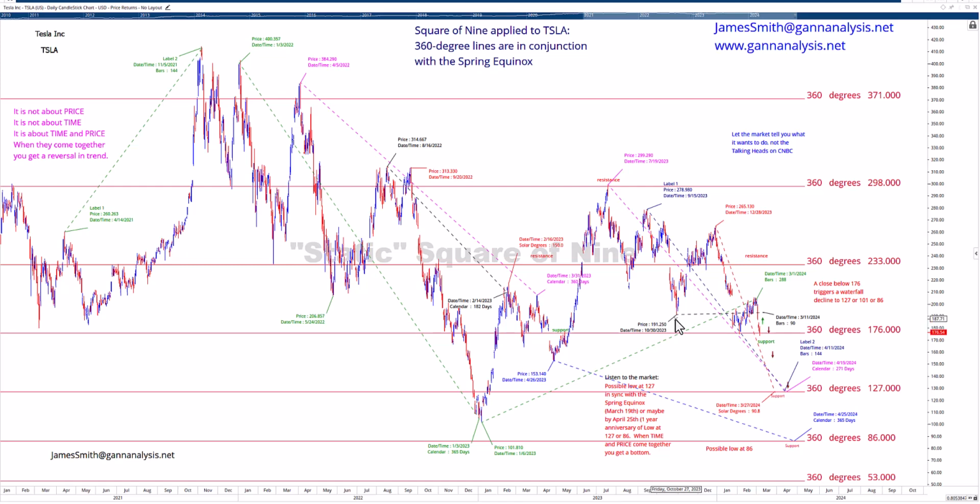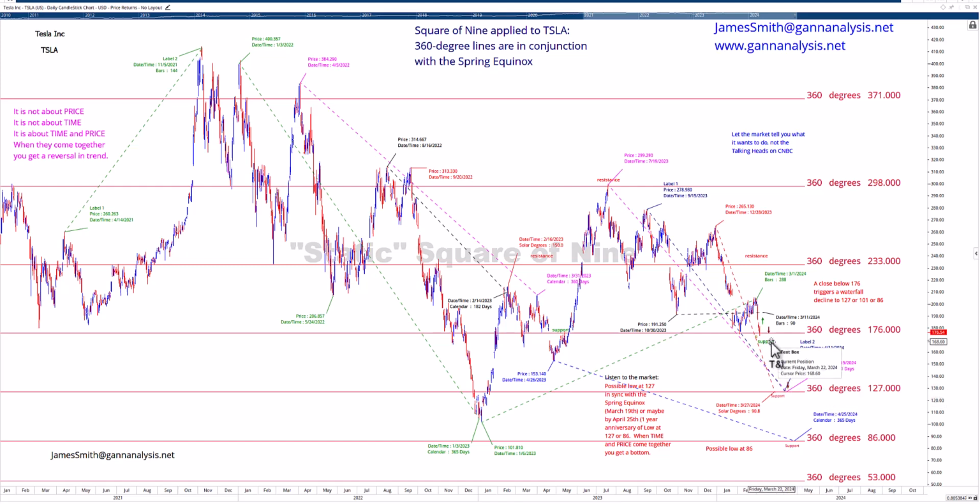Maybe it might get back to 191 to retest the October 30th low. If it gets up there by Monday, the 11th, and then hesitates and starts to sell off, what you'll want to do is watch for a close below 176 to confirm that it's going down to 127 or 86. When will it get there? Well, that's the virtue of the cycles.